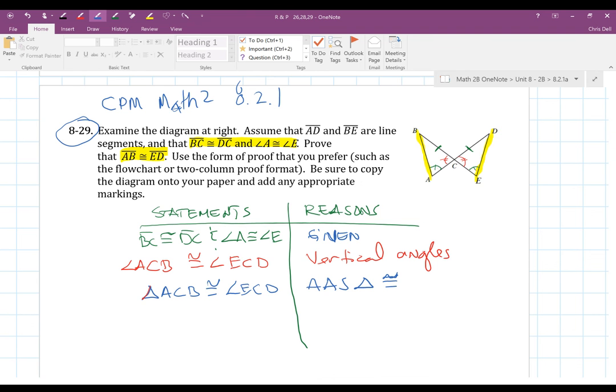I know that this side, AB, has to be congruent to DE, because if you have congruent triangles, then all corresponding parts of the triangles are congruent. So we can get right to what we wanted to prove, and we can end it here with segment AB is congruent to segment ED because congruent triangles have congruent parts. So there we go, done.